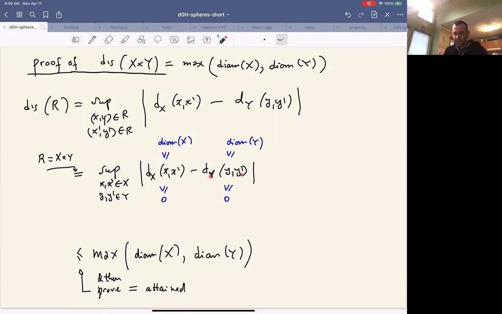And the same thing for that term. Therefore, you can upper bound this difference by the max of the two diameters. For example, when you make that choice of x', y', you obtain the diameter of X. And when you make choices so that you produce a 0 and the diameter of Y, you obtain that one. So in practice you could obtain the max of the two numbers, and of course you then prove that equality can be attained here.